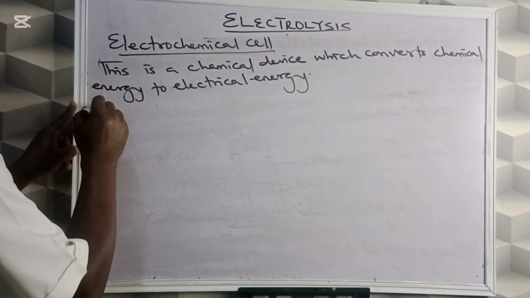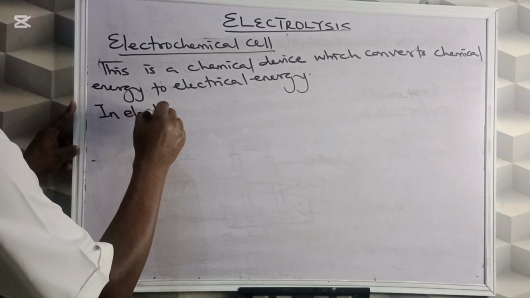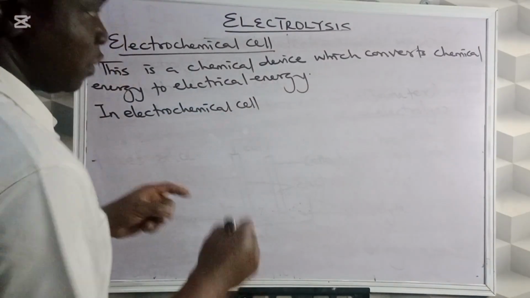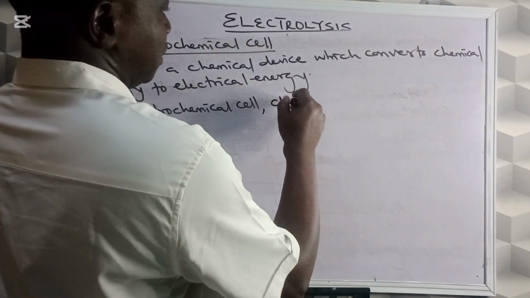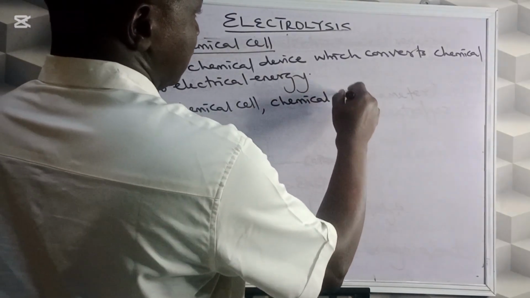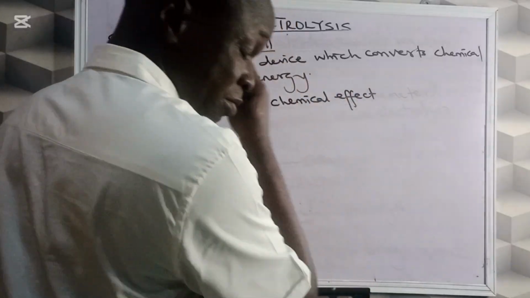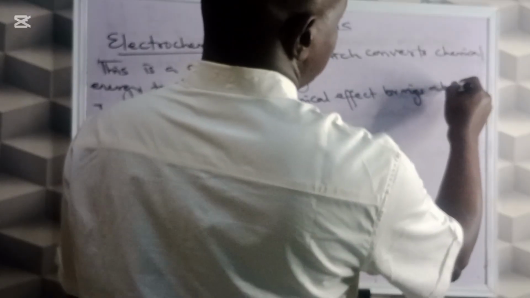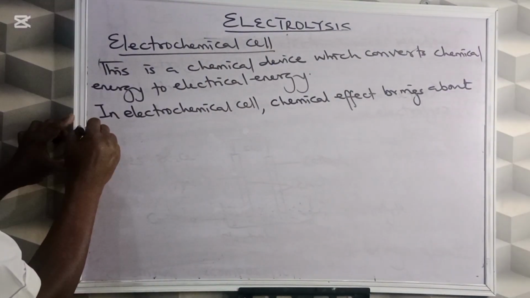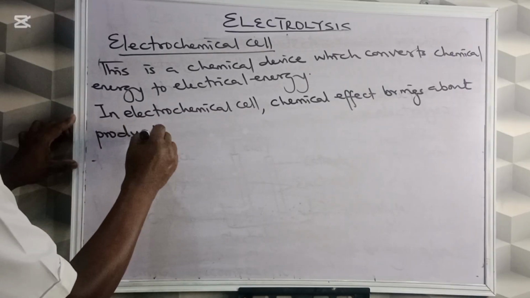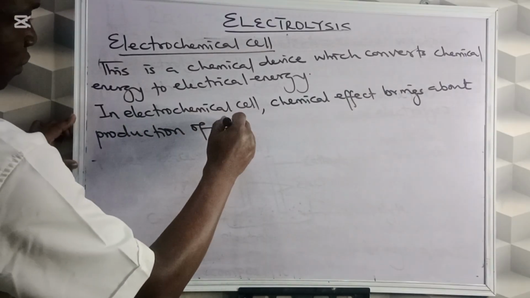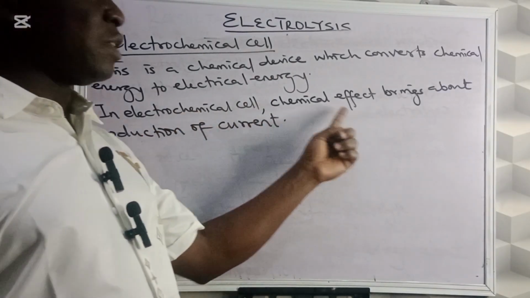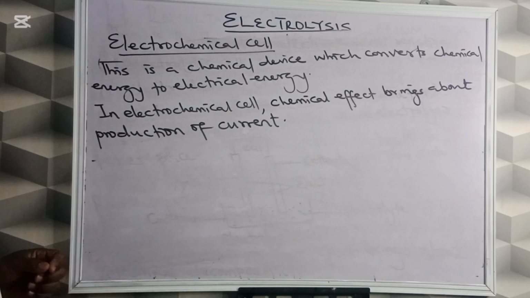So in an electrochemical cell, chemical effects bring about production of currents, production of EMF. While in an electrolytic cell, current effect brings about chemical decomposition.